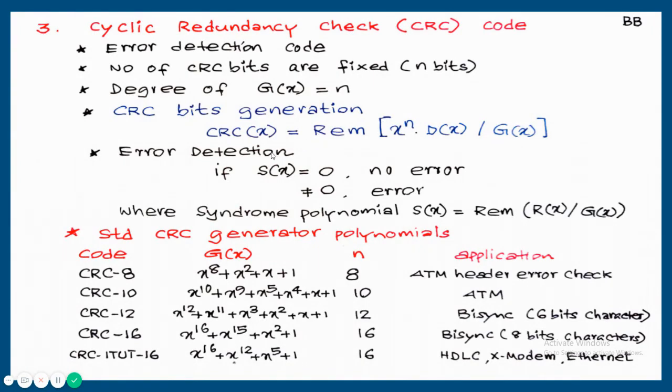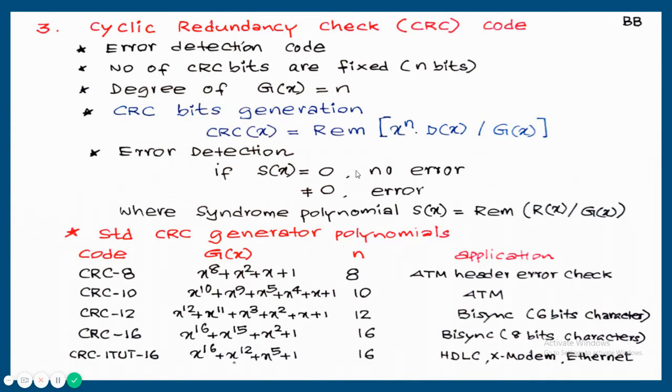Error detection technique is also same. If S of x is equal to 0, there is no error. If S of x is not equal to 0, error existing. We don't need decoding table or syndrome table. We don't need all that complication because in this system, receiver is not doing correction. It is only doing detection.